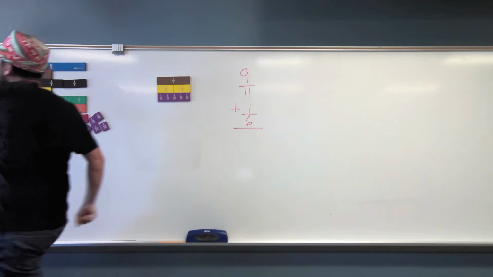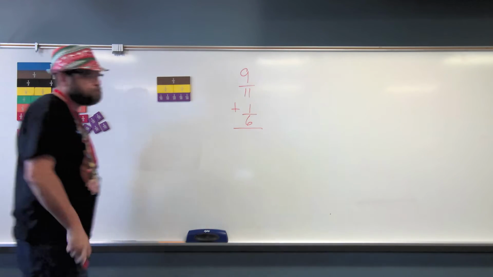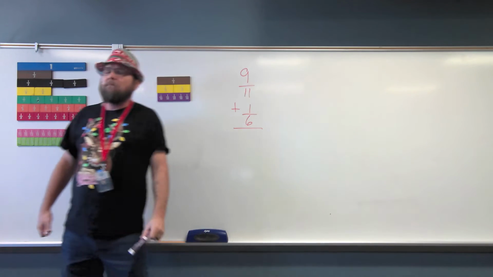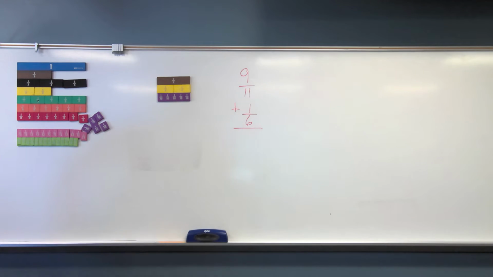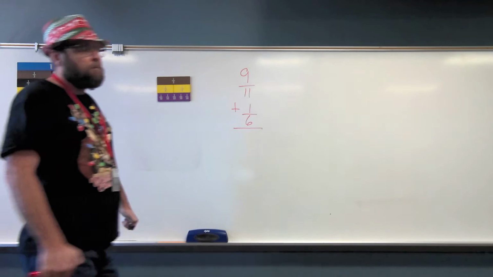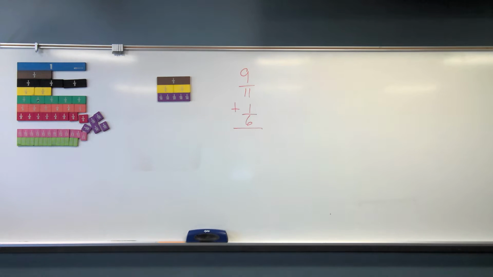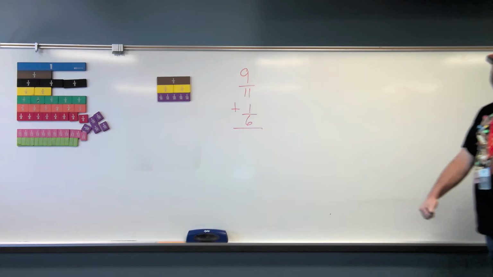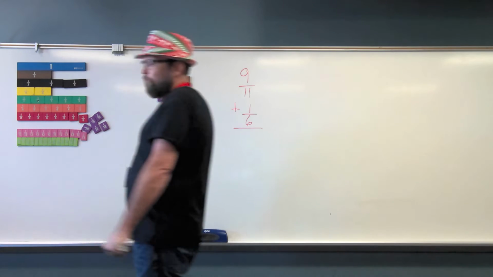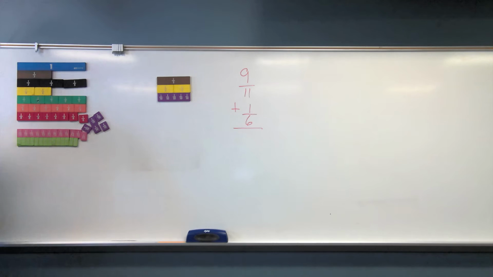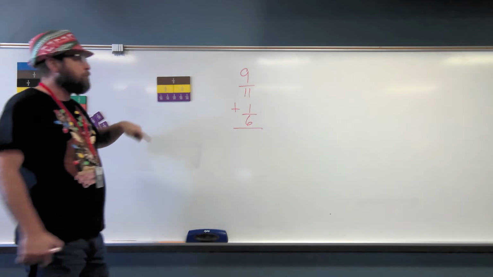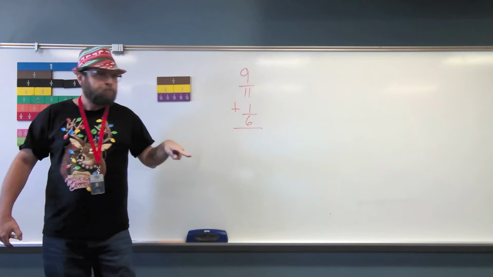Bree, why can we not add these fractions the way they are? The denominators are not the same. The denominators must be the same in order for you to add fractions. So we need to change these denominators so that they're the same without changing the value of the fractions. So I need to come up with a common denominator.